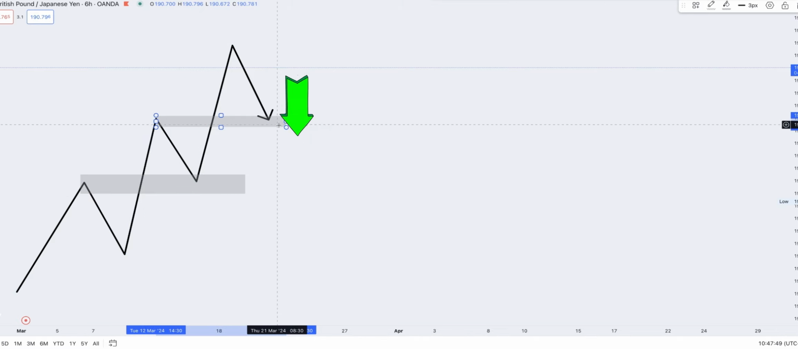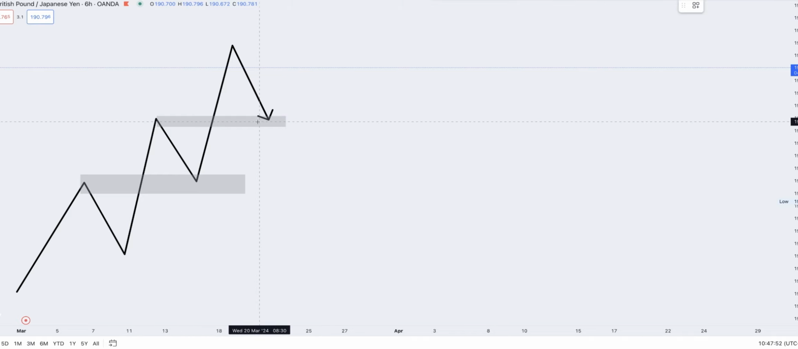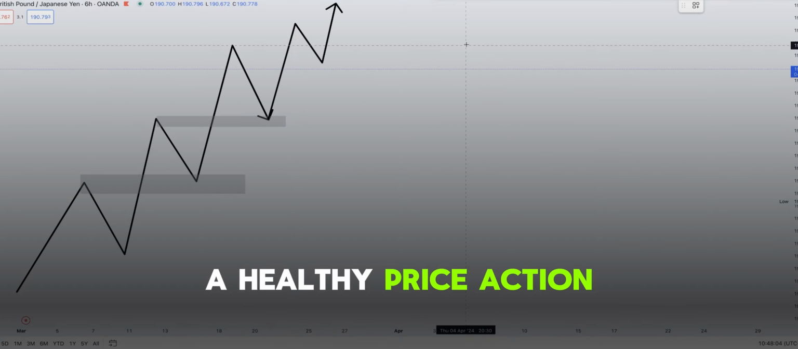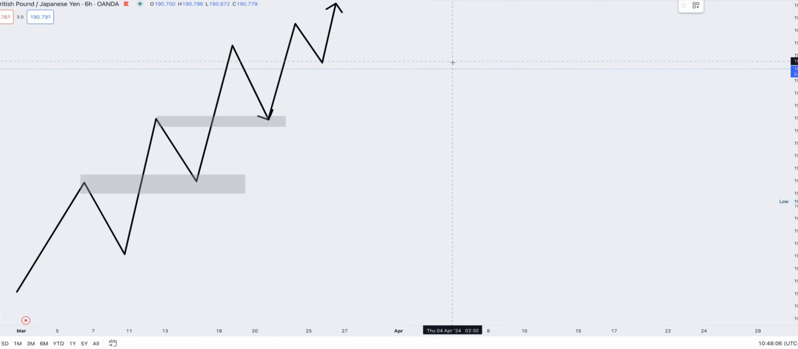Price breaks out, comes for a retest, then we enter a high. So that is how we are going to continue buying this, whatever pair we are trading. The same thing also happens in a downtrend market. This is the only thing that can give you a healthy price action. So the same thing happens in a downtrend market, or in a bearish market.